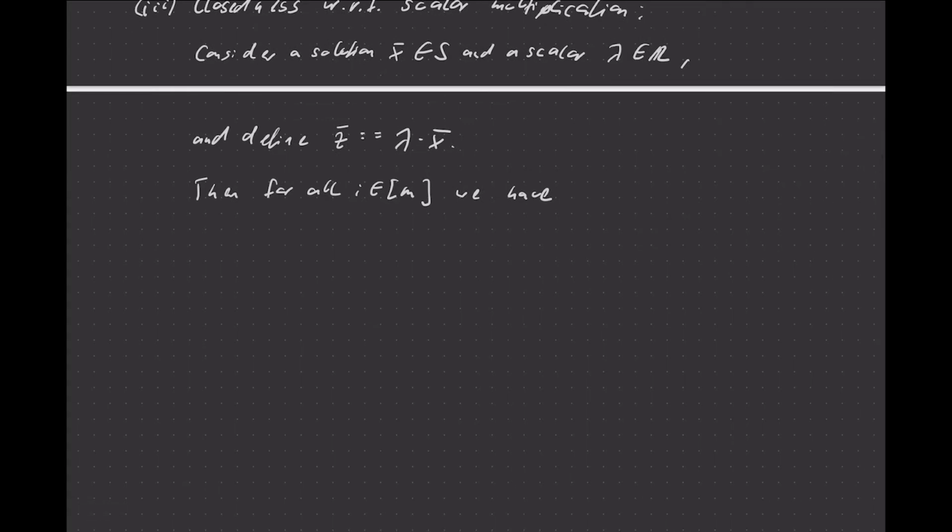Well, if you look at ai1 Z1 bar plus ai2 Z2 bar and so on up to ain Zn bar, we want to show that this is 0 so that we can see that Z solves this equation and is therefore contained in the set S. We do this again by just substituting what we know about Z bar. Z bar is lambda times x bar. So we have lambda times x1 bar plus and so on up to lambda times xn bar.